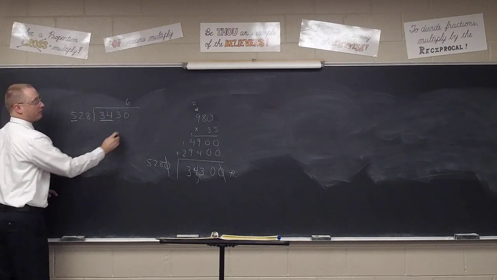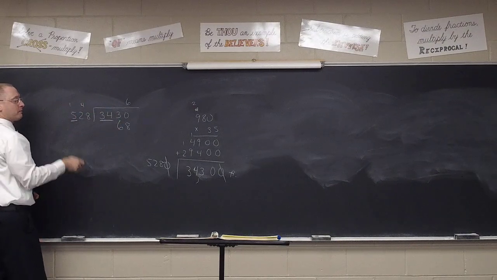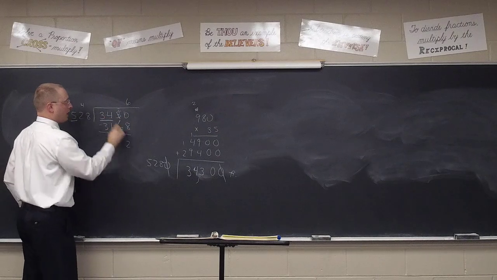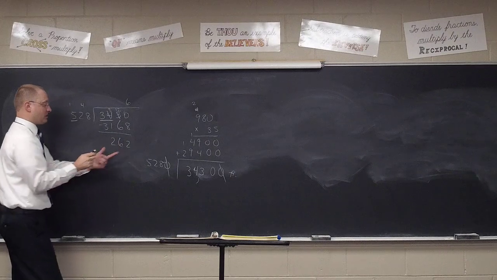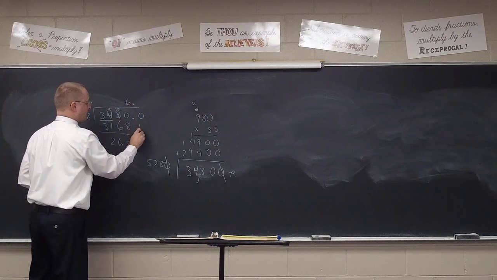6 times 8, 48. Carry the 4. 6 times 2 plus 4, 16. Carry the 1. 6 times 5 plus 1, 31. We're going to subtract a little bit here. 10 minus 8, 2. Do a little more borrowing. 12 minus 6, 6. And 3 minus 1, 2. Is that smaller than 528? Yes, it is. I'm going to tack on a 0.0 and bring down a 0.